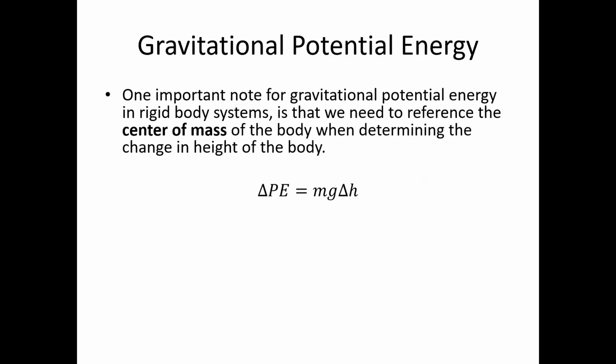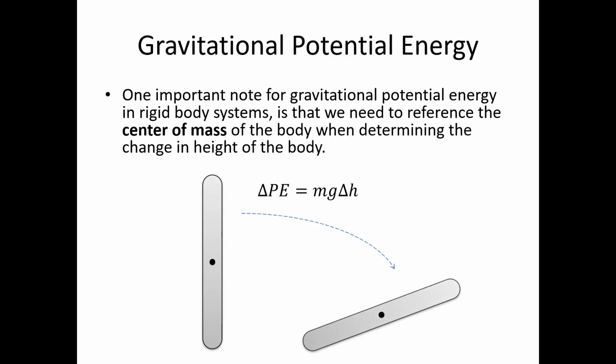One important thing for gravitational potential energy in a rigid body system is we need to reference the center of mass of the body when determining the change in height. So if we've got some upright beam and it rotates and falls like this, our delta h would be this value here. We need to measure the change in height of the center of mass. So keep that in mind. Other than that, it's the exact same setup that we had with particles.